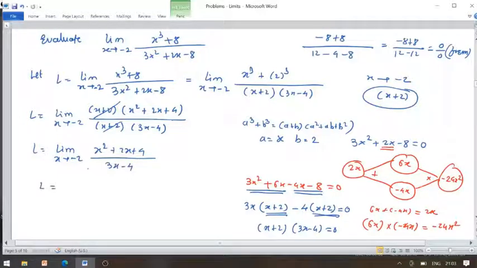So try to replace now x by their value as minus 2. That means put x is equals to minus 2. We get minus 2 square becomes 4.